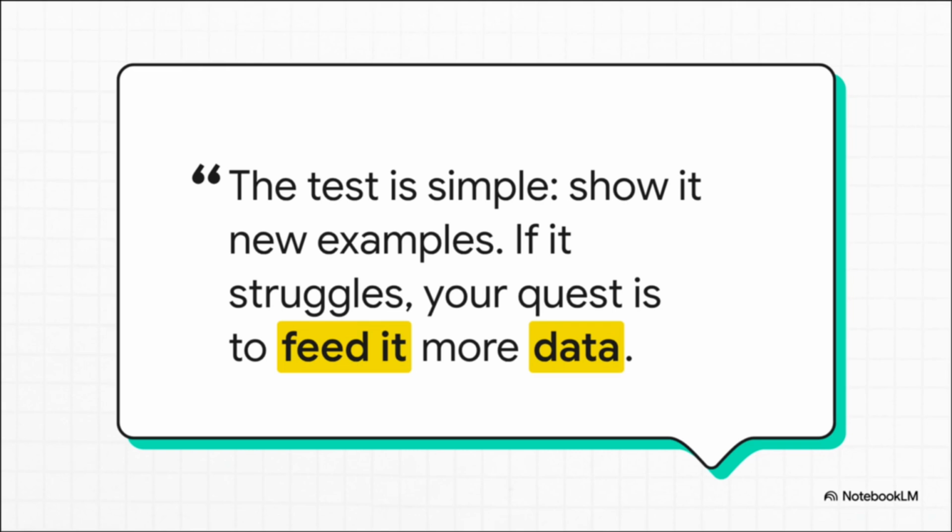Now, if the model gets it wrong or seems confused, don't worry. That's not a failure. It's just feedback. It's the AI telling you, hey, I need more examples to learn from. The answer is almost always, you guessed it, more diverse data.